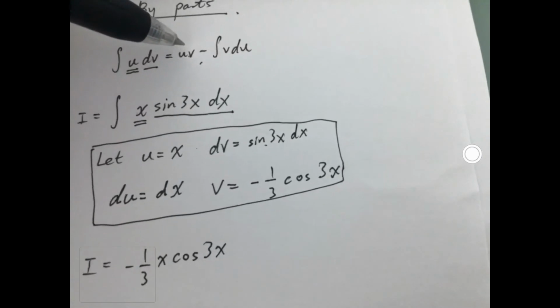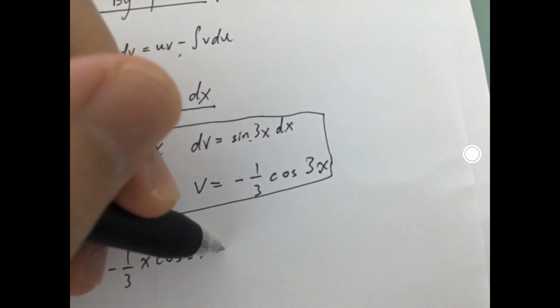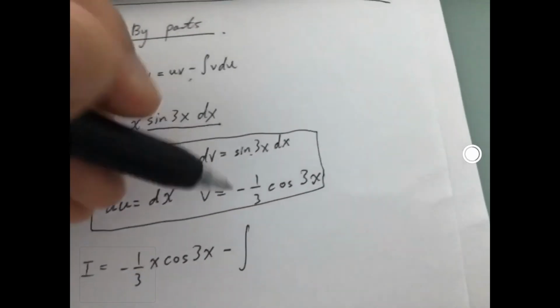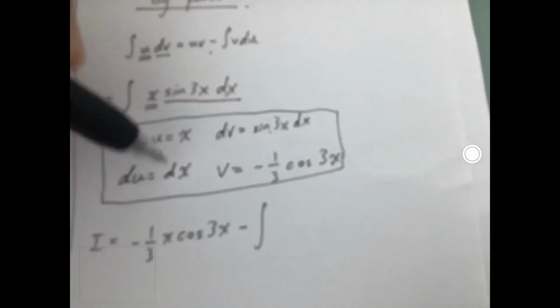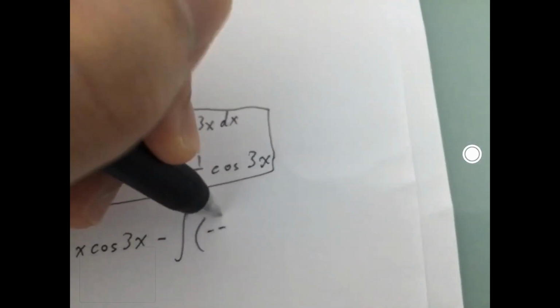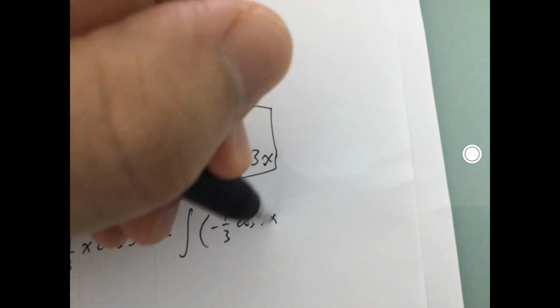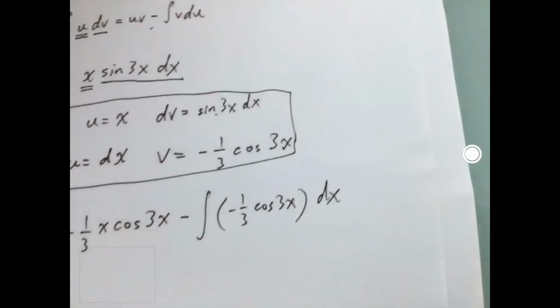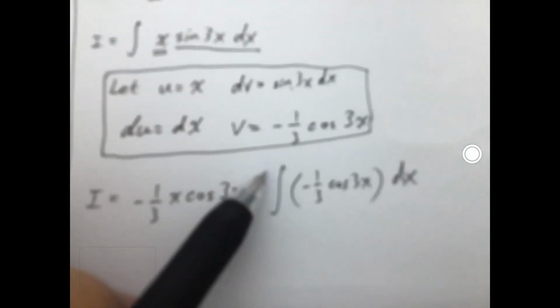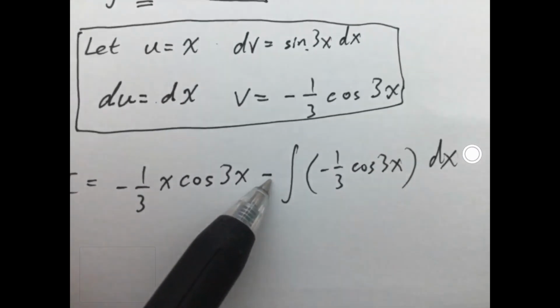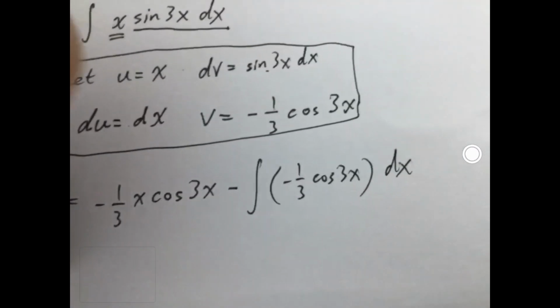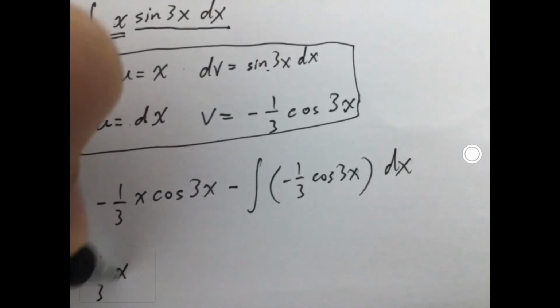So uv will be equal to negative 1 over 3 x cosine 3x, and then minus the integral of v du, and then we just input that to get our solution in this by parts trigonometry question. We just integrate this, simplify, and then that'll be our solution. I won't bother doing it here.